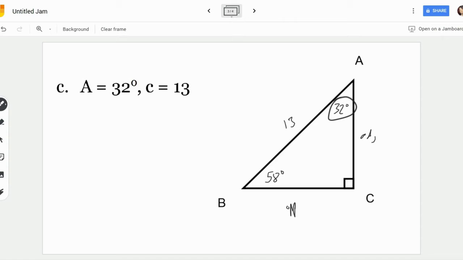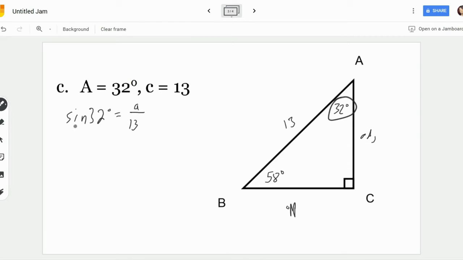I could use sine because I know the hypotenuse, or I could use cosine because I know the hypotenuse. Again, I'm going from A this time. So I guess, I tend to like sine the best for no good reason. So this looks like sine of 32 degrees is side A, that's the opposite, over the hypotenuse, which is 13.